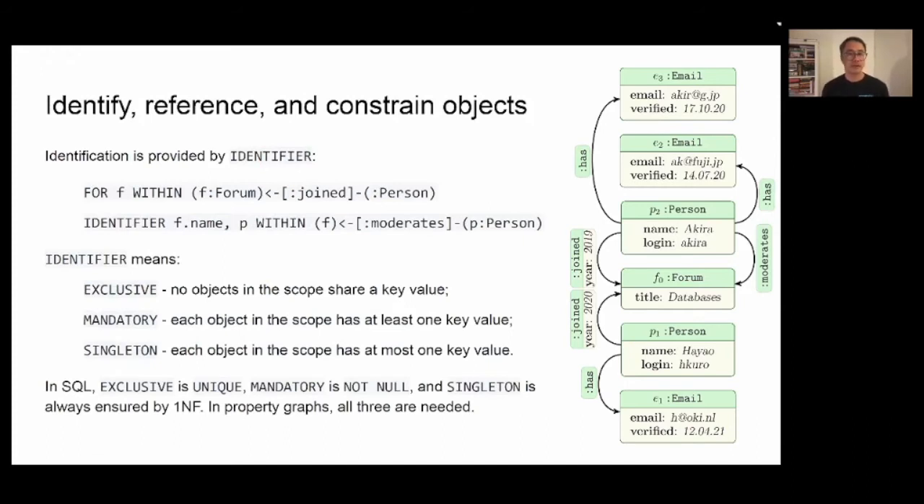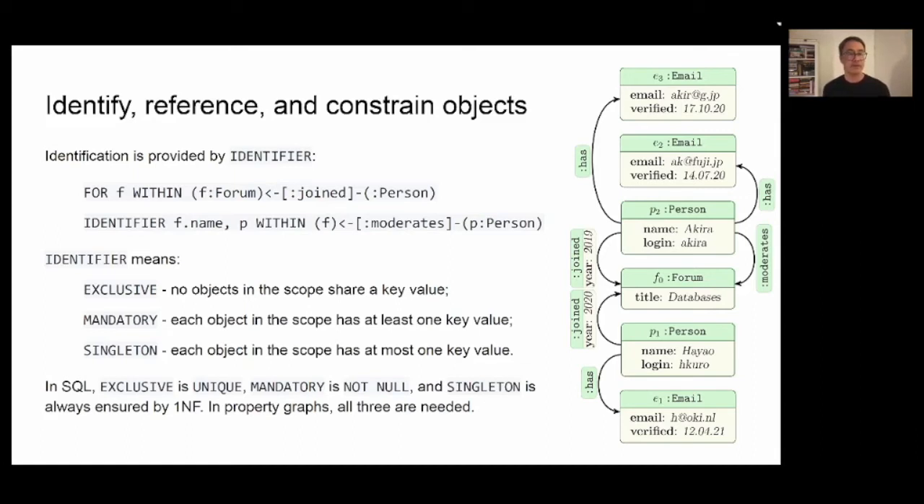Concerning our third design criteria, identification of objects is provided by the identifier phrase. So here is an example: for those f that have a member, so that have an incoming edge labeled join from a node labeled person, we have that such nodes f are identified by their name and the person who moderates the forum. So those nodes p labeled person with an outgoing edge labeled moderates to this forum f.